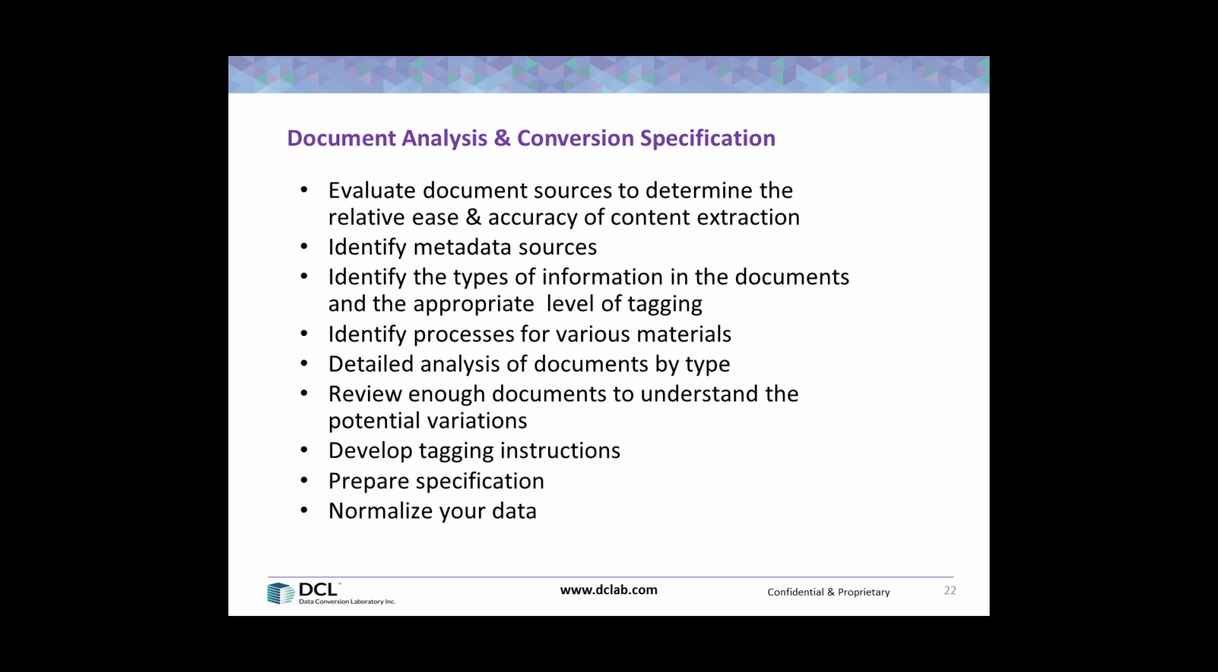Next is detailed analysis of document type. Obviously if you deal with IPB or troubleshooting or procedural or operational, all will be handled a little bit different. And obviously review enough documents to understand the potential variation. This is crucial during analysis. The more variation that you see up front, the more robust your rules will be and the more scenarios they will cover.